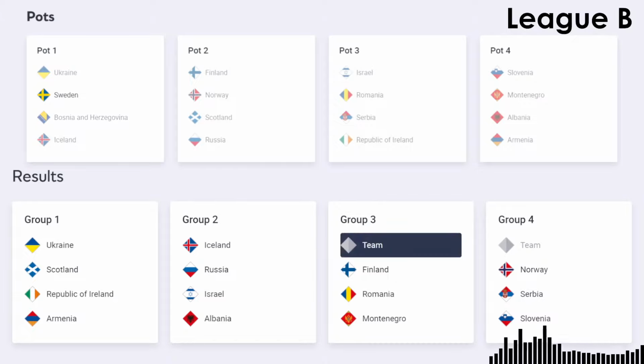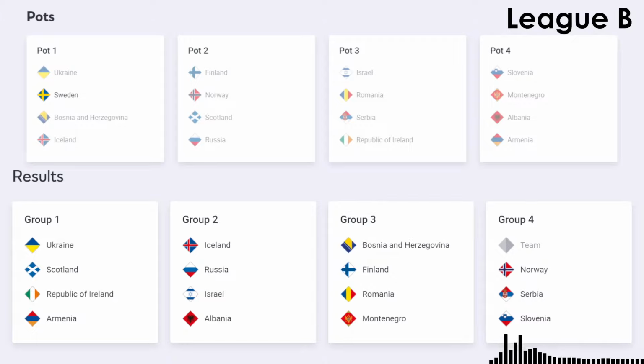Now the League A draw will start soon, in minutes. Sweden to Group 4. These are the groups: Group 1 Ukraine, Scotland, Republic of Ireland and Armenia; Group 2 Iceland, Russia, Israel and Albania; Group 3 Bosnia and Herzegovina, Finland, Romania and Montenegro; and Group 4 Sweden, Norway, Serbia and Slovenia.